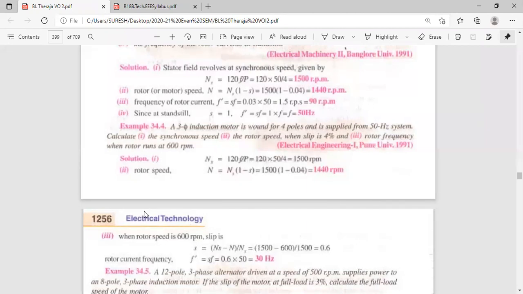Then he is asking rotor frequency, F dash. F dash is equal to SF. S is 0.6. Frequency is 50. Multiply 0.6 with 50, we will get F dash. That is 30 Hz. So any doubt you can ask me. Meanwhile, I will take the attendance.